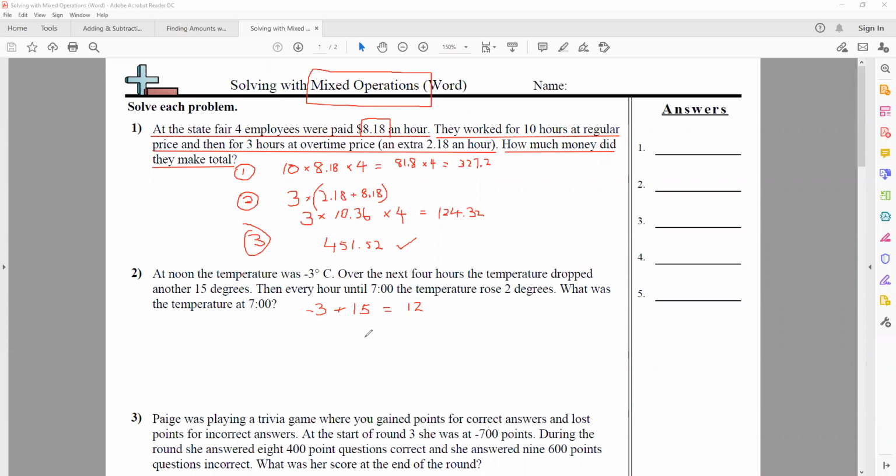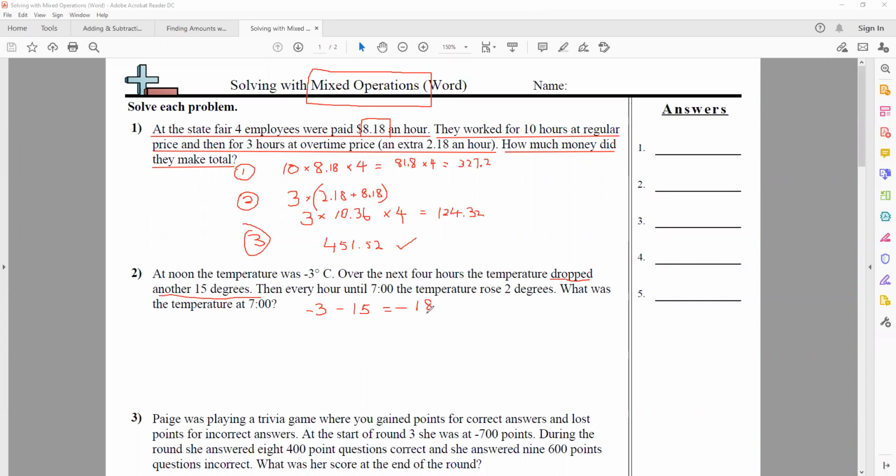Oh, okay. All right. So what time is that when that happened? Because remember, he started at noon. Oh, wait. Time out. You're right. It's negative 18. I thought you said it was 12. So it'll be negative. No, negative 18. You're right. Because it started at negative 3, right? It started at negative 3, and then you're going to drop another 15. So it's going to be negative 18.